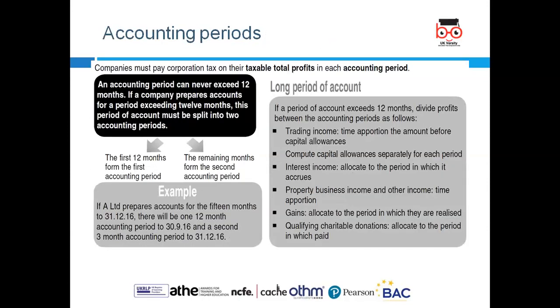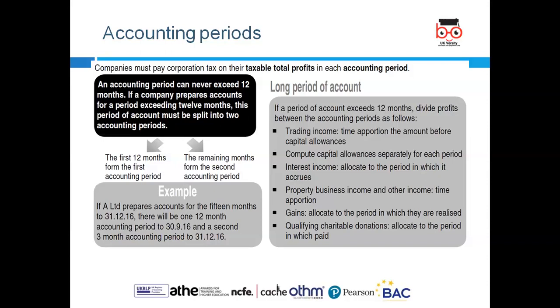Okay, accounting period: we know an accounting period can never exceed 12 months. If the company prepares accounts for a period exceeding 12 months, this period of account must be split into two accounting periods, as we can apportion for tax purposes as well. Trading income is the time-apportioned amount before the capital allowance, and we look at the capital allowance separately for each period. Interest income is allocated to the period in which it arose, and for property income and other income, time apportionment; gains we can look at again accordingly.